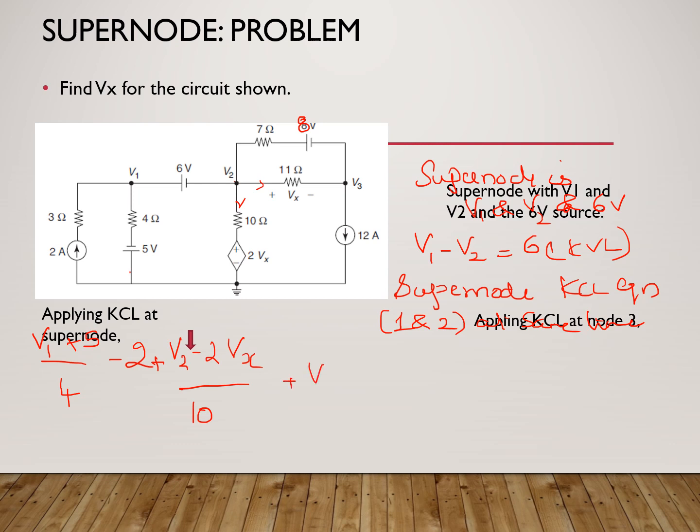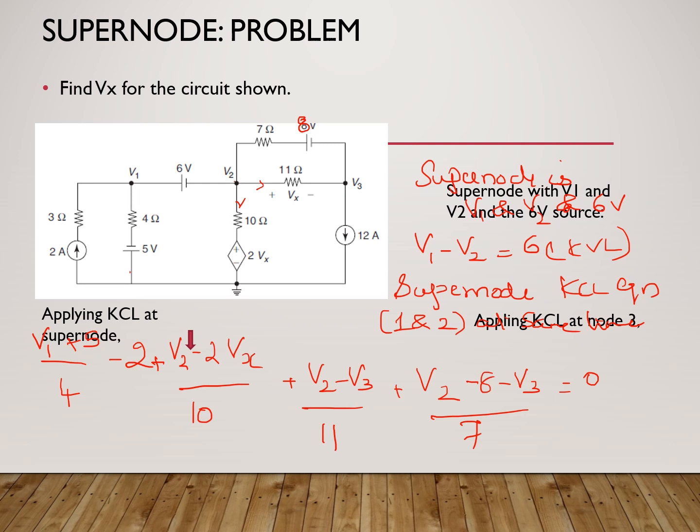So here it is V2 minus V3 divided by 11. And the third branch is here. So here the equation would be, considering that V2 is at higher potential, V2 minus 8 minus V3 divided by 7 is equal to 0. So this is our equation which we are writing.